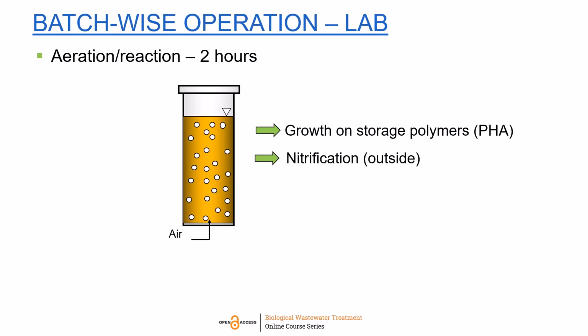Ammonium will be nitrified to nitrite and nitrate by nitrifiers which are present at the outside of the granule. Subsequently, nitrite and nitrate are available for denitrification. Denitrification takes place using storage polymers as organic carbon source. Remember that the organic carbon from the influent has been completely converted. Denitrification is performed by bacteria which are located at the outside of the granule, typically PAO.